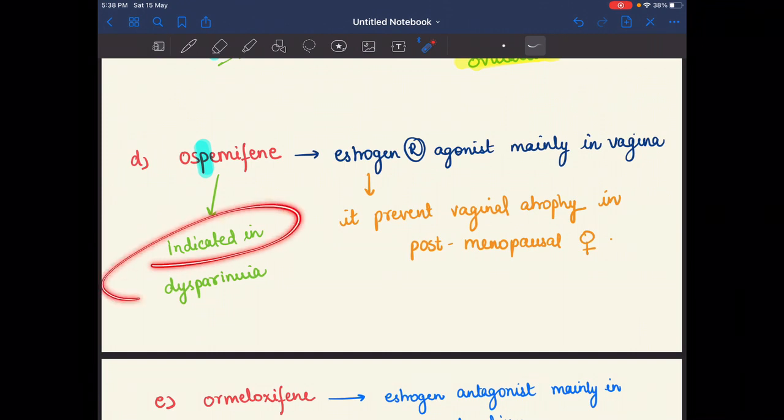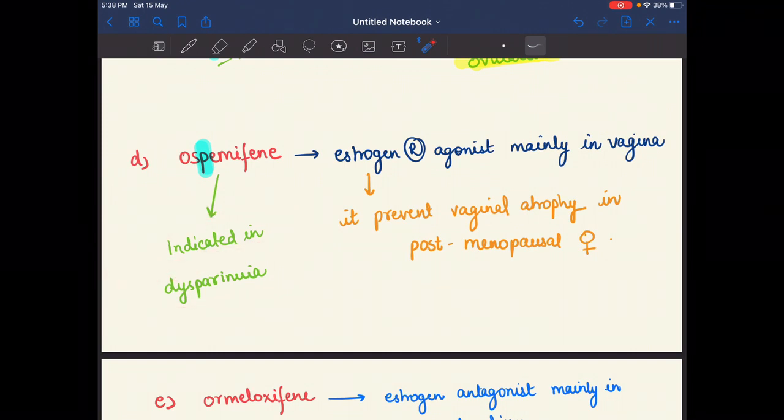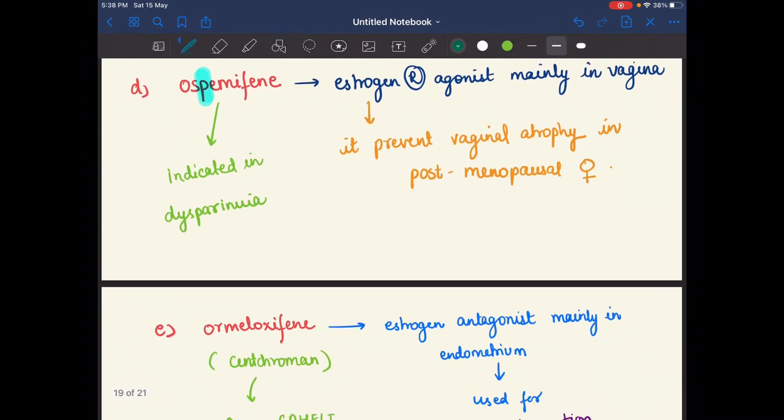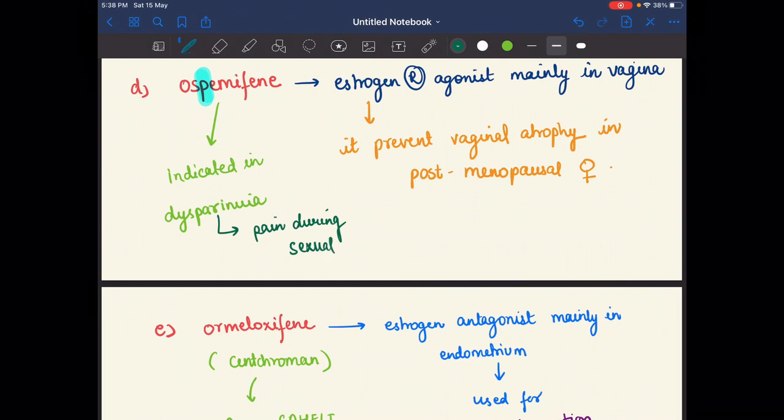So it is indicated in dyspareunia. What is dyspareunia? Dyspareunia is the pain during sexual intercourse. So it is indicated in dyspareunia. Ospemifene. P means dyspareunia, given in pain.